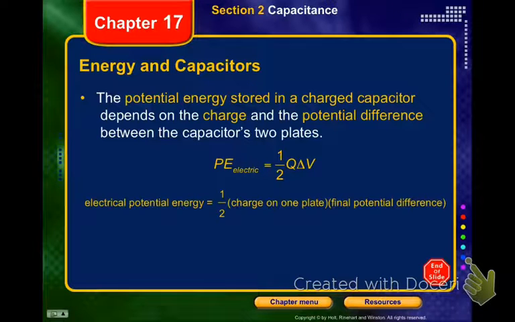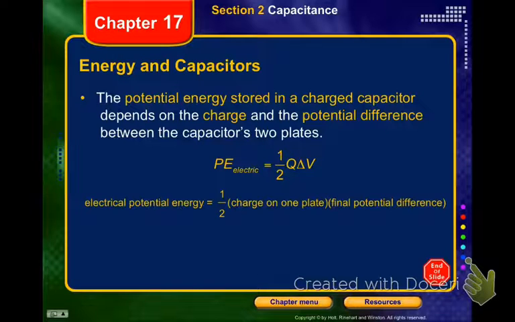So another equation is given to you here. Again, we're dealing with electric potential energy. This time, instead of using some of the symbols and variables we used in the last section, we're throwing in the capital Q here. So your potential energy stored in a charged capacitor does depend on the charge and potential difference between the capacitor's two plates. So they've set it up as 1/2 Q, which is the charge, and then delta V is your potential difference. So add this equation to your list and we'll look at their sample problem.